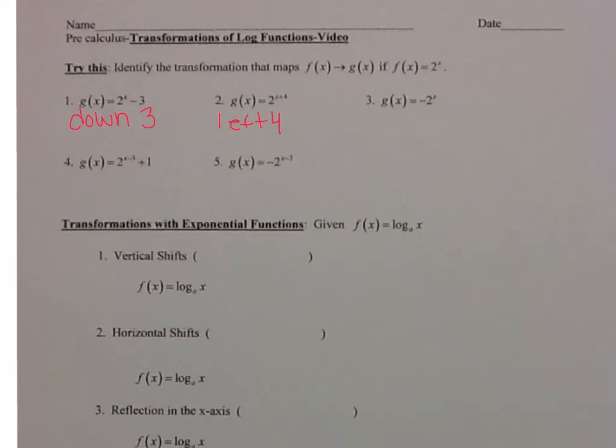Number 3, g of x equals negative 2 to the x power. So I'm doing opposite. I'm changing my y value. Remember, that's my y value. I'm changing my y value to its opposite. So when you change y to its opposite, that's a reflection over the x-axis.